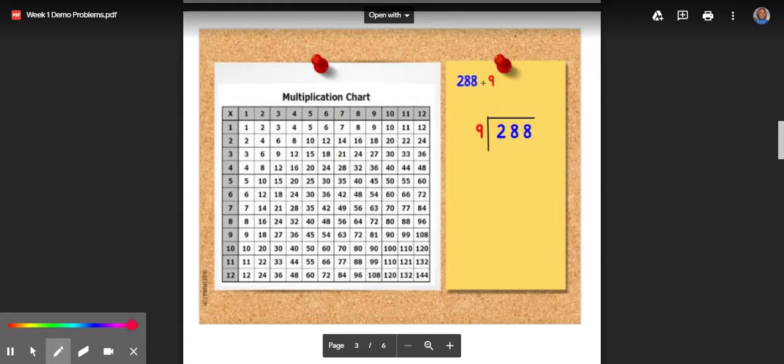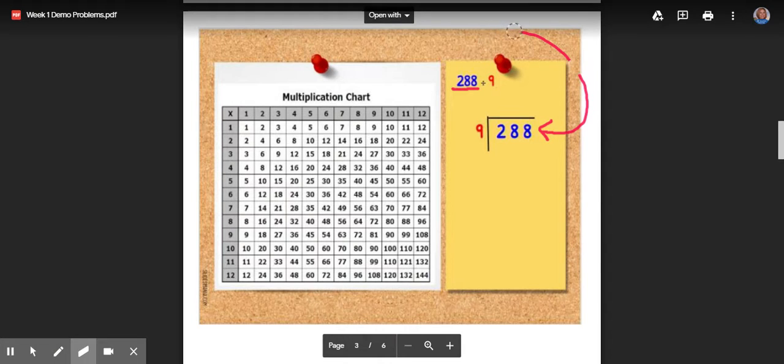Our next problem is 288 divided by 9. The number being divided, in this case 288, is going to be what's put under the house, in the den, under the bracket. Teachers are going to come up with all kinds of names to help students remember where that number goes. So 288 divided by 9.